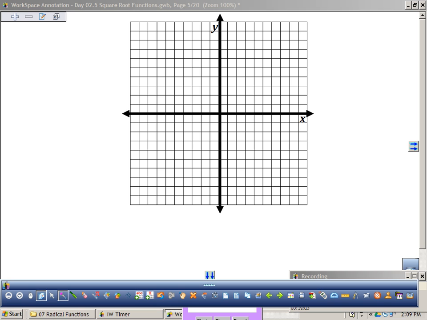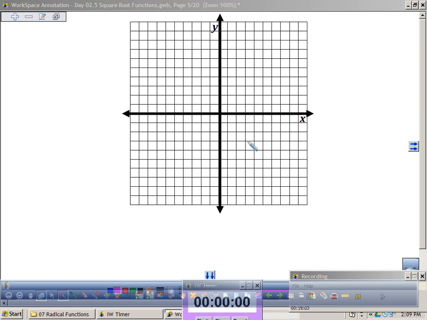So let's go over 1, 2, 3, and down 1, 2, 3, 4. 1, 2, 3, and 1, 2, 3, 4. I'm going to go over, up, and down, 1, 2, 3, 4. So how much did I go over my horizontal? 3.